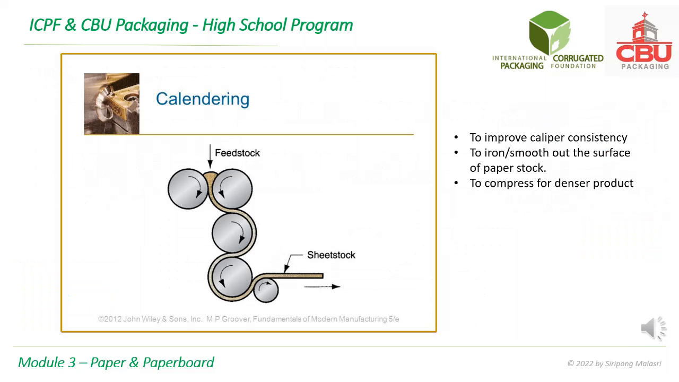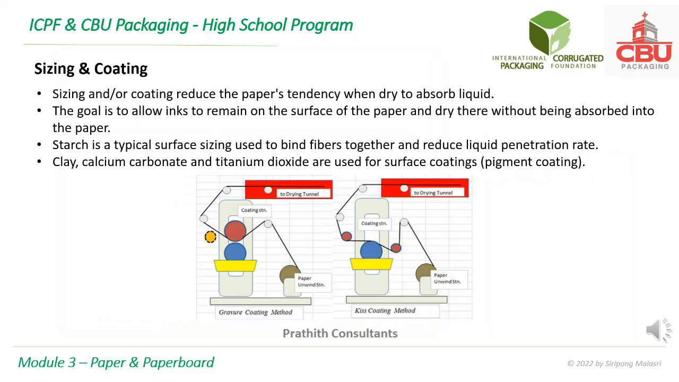Calendaring is a method to make denser paper and to improve the caliper or thickness consistency. Several cylinders iron and smooth out the surface of paper stock. Sizing and/or coating reduce the paper's tendency when dry to absorb liquid. The goal is to allow inks to remain on the surface of the paper and dry there without being absorbed into the paper. Starch is a typical surface sizing used to bind fibers together and reduce liquid penetration rate. Clay, calcium carbonate and titanium dioxide are used for surface coatings or pigment coating.